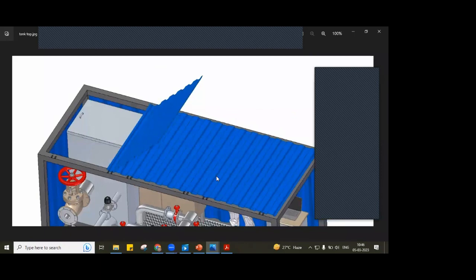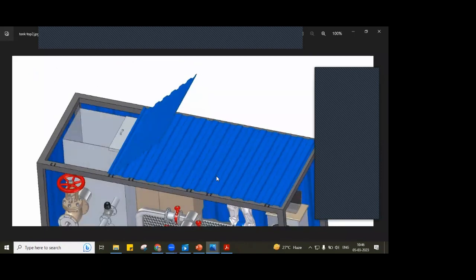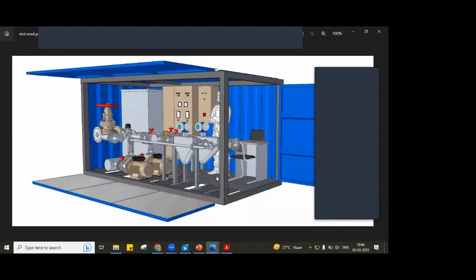Hello, my name is Swapnil Ingle. I am a mechanical engineer. I was wondering about the accuracy or uncertainty of the flow meter reading.